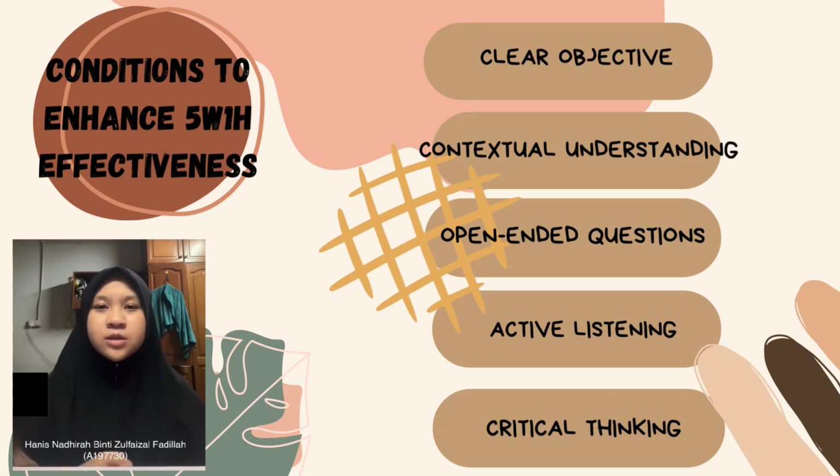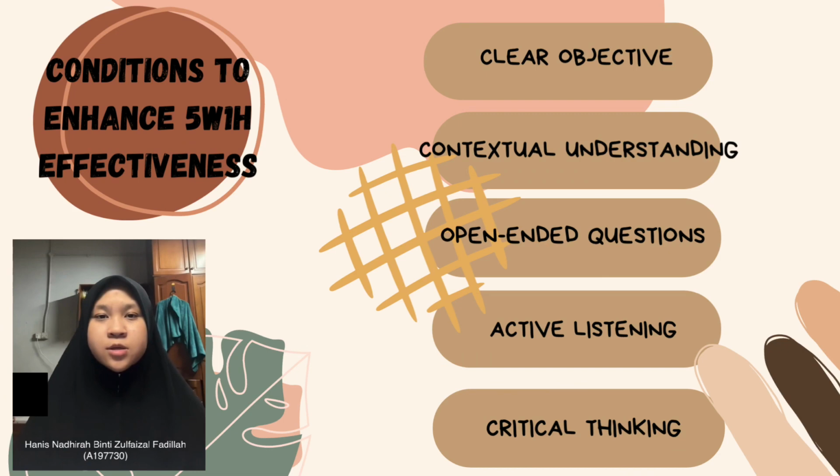For example, the goal of researching the impact of technology on student learning is to understand how technology usage influences academic performance, with objectives such as studying the relationship between technology usage and student grades, reviewing the effectiveness of educational apps, and exploring student attitudes toward technology in the classroom. Second is contextual understanding.